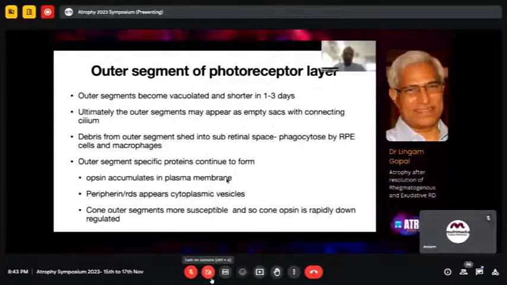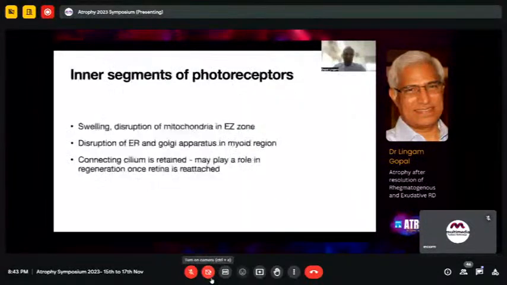The opsin accumulates in the plasma membrane, while the peripheral RDS, which is related to the rim protein, appears in the cytoplasmic vesicles. In general, cone outer segments are more susceptible, and hence the cone opsin is rapidly downregulated. The inner segments of photoreceptors also undergo change in terms of swelling, disruption of mitochondria in the ellipsoid zone, and similarly disruption of Golgi bodies and endoplasmic reticulum in the myoid zone.